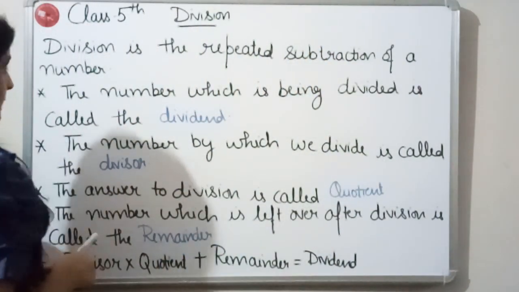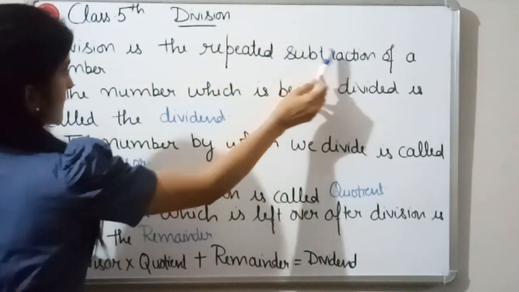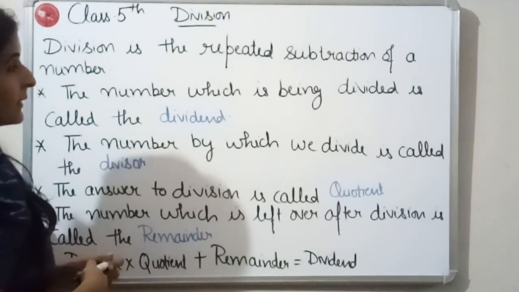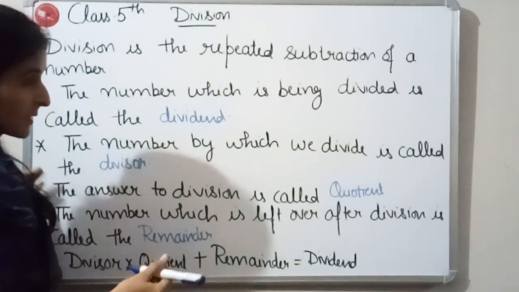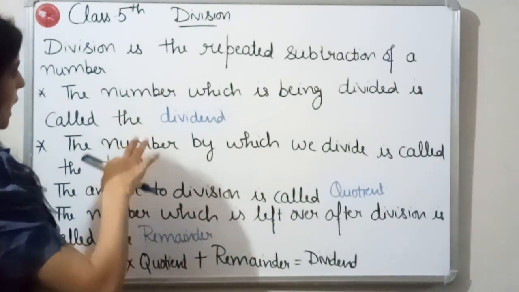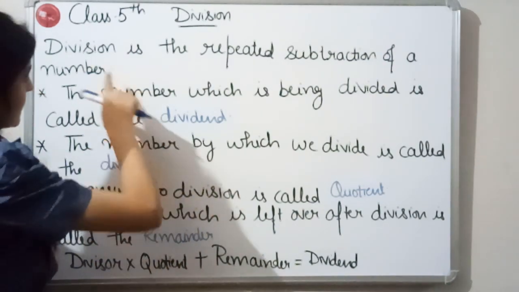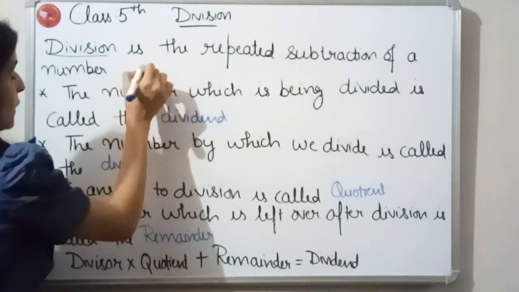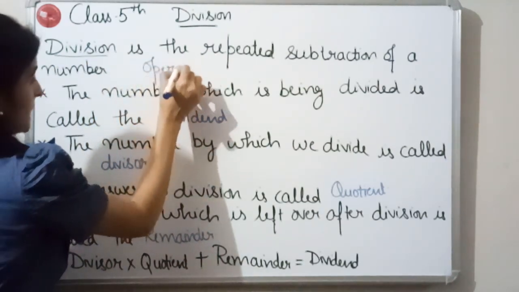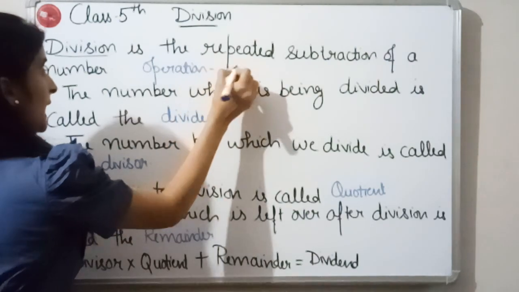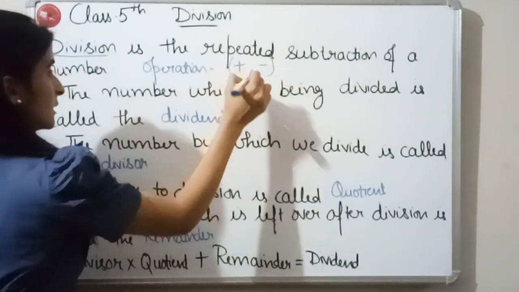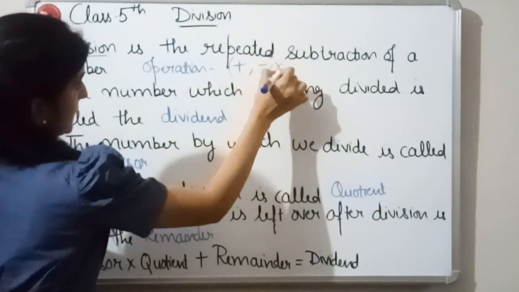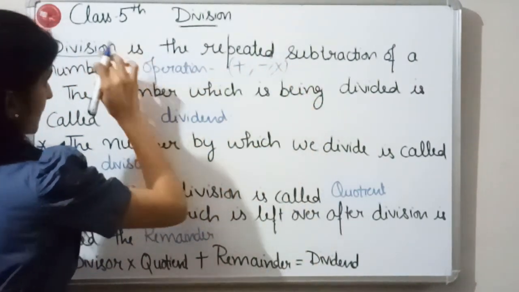What is division, children? Division is the repeated subtraction of a number. Division you have already done in your third standard and your fourth standard. Now we are again going to repeat this division. Division is also an operation like addition, subtraction and multiplication.